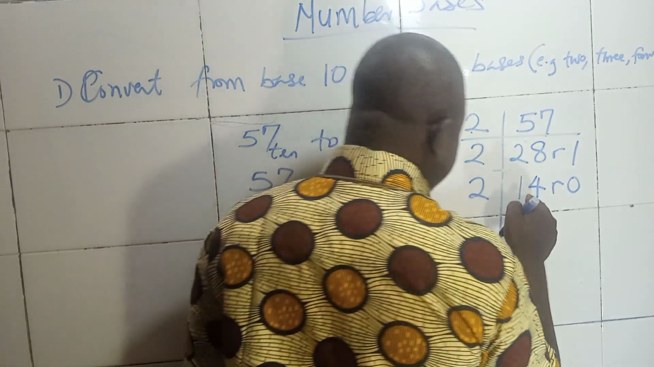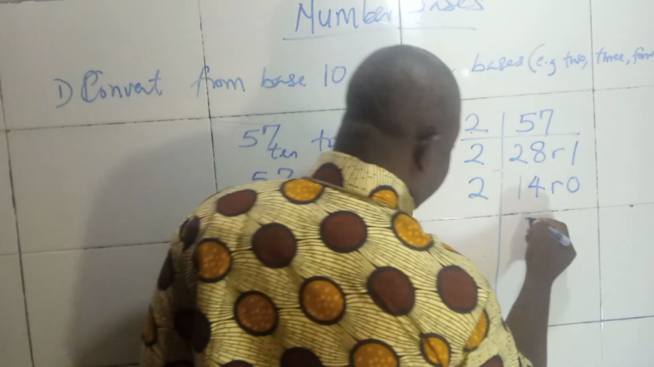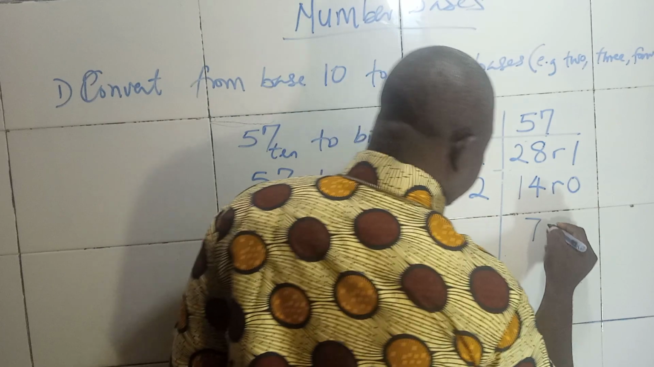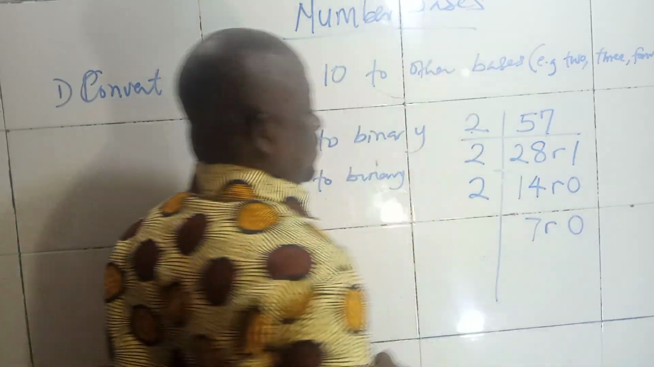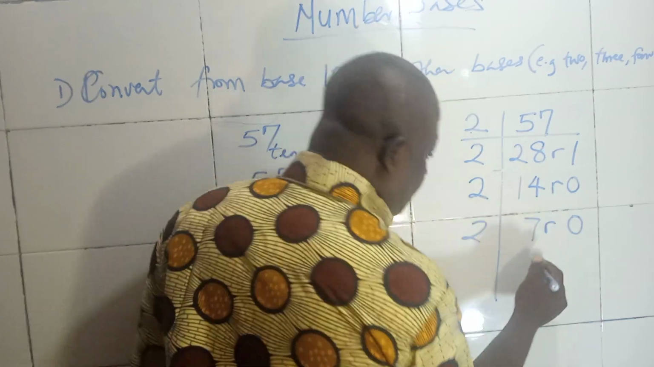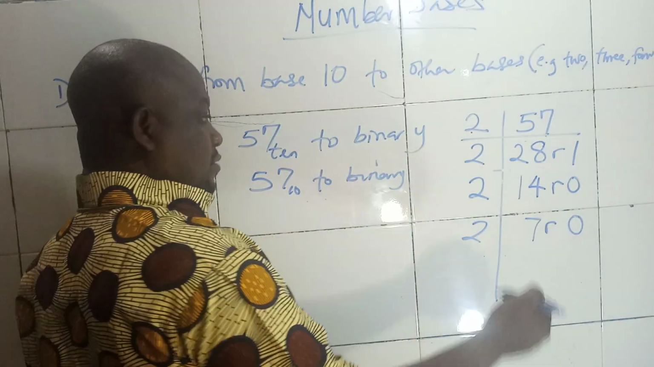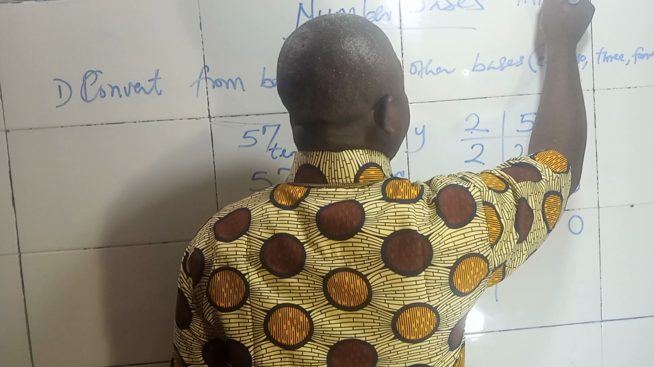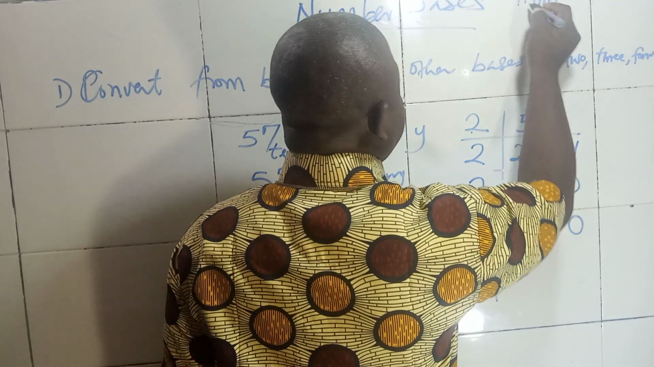Come again. 2 goes into 14. That is 7. Do you have anything remaining? No. So it will be remainder 0. You come again. 2 goes into 7. That is 3, remainder 1. Then 2 goes into 3, that is 1.